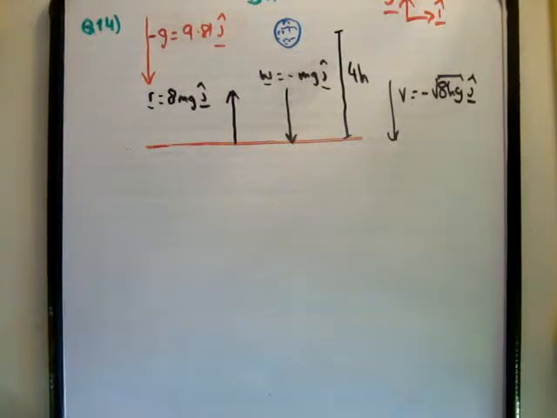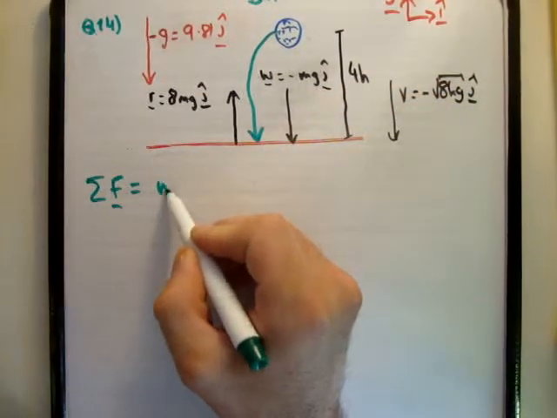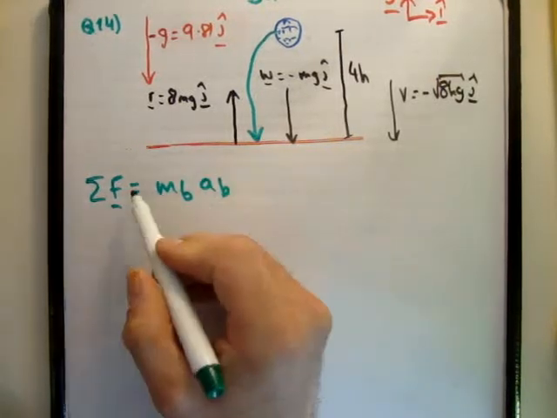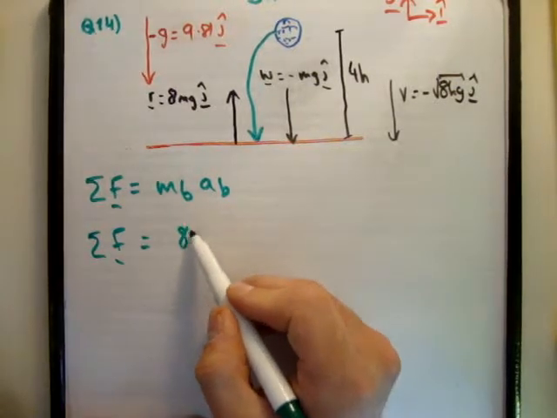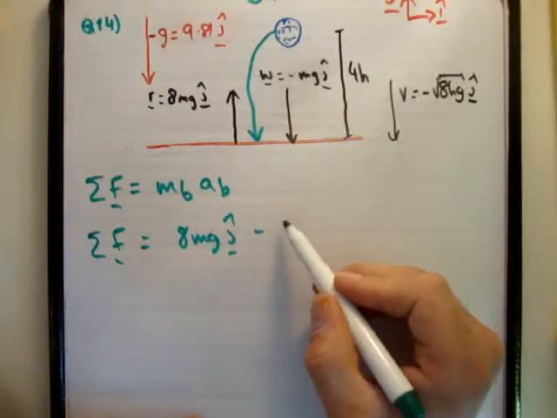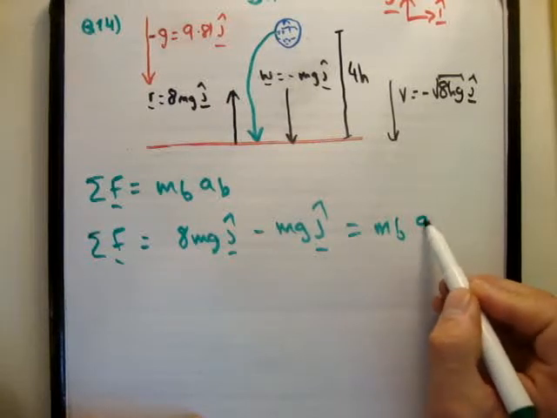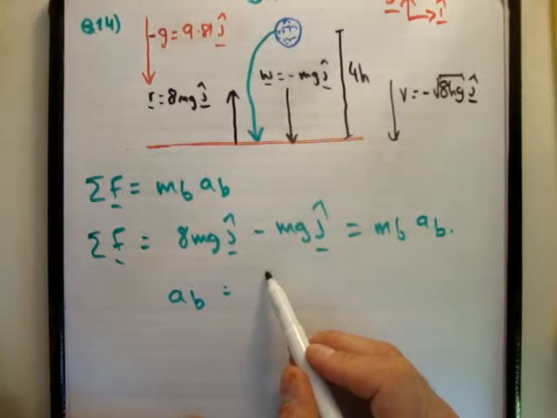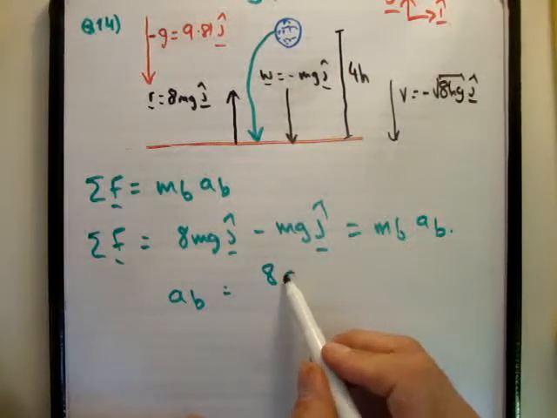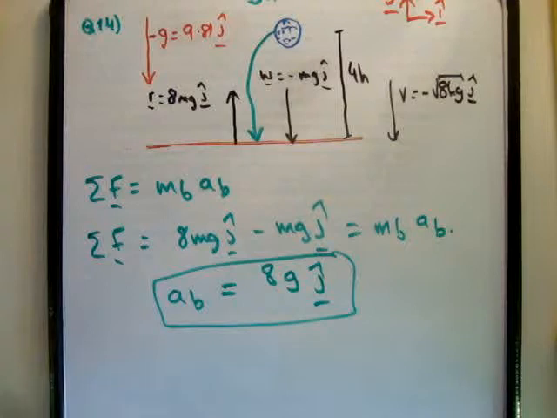The next thing we need to do is to work out the overall effect of all the forces on the ball, this time when it hits the ground. So we use Newton's second law: the sum of the forces is equal to the mass of the ball times the acceleration of the ball. So the sum of the forces, 8 mg j-hat minus mg j-hat, is equal to the mass of the ball times the acceleration of the ball. Therefore, just rearrange it, and the acceleration is going to be 8g j-hat. So it's going in a positive direction.